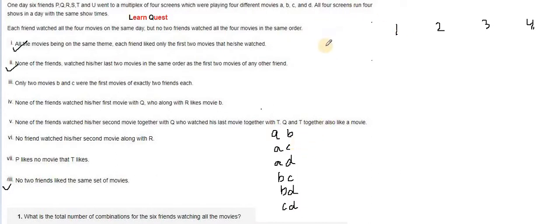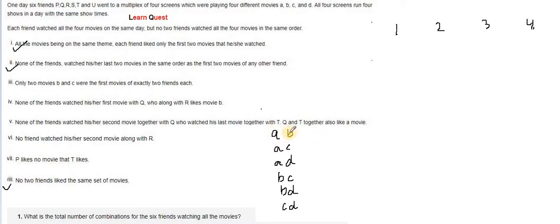So there are six friends, so of course they will be liking these movies A B, A C, A D, B C, B D, C D. Of course the order can be different, it can be A B or B A also. But these will be the set of movies, the combinations of two, for each friend. Six combinations, six friends, that will be distributed somewhere. Another thing they have written here: none of the friends watched his or her last two movies in the same order as the first two movies of any other friend.